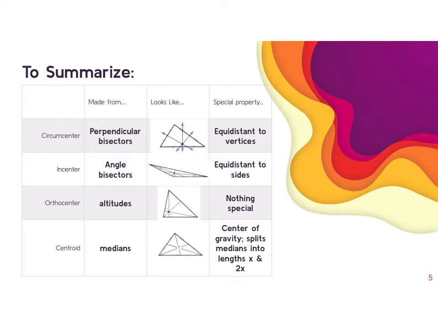So now we can add one more thing to our list, which was our centroid. Recalling what we already learned, the circumcenter is made from perpendicular bisectors, and its special property is that it's equidistant to each of the vertices. Then we had the incenter, which was made from angle bisectors, and that was equidistant to all the sides. Our orthocenter was made from altitudes, and there was nothing really special about those. Now we have our centroid, which is made from medians and is the center of gravity of a triangle, and it splits our medians into 2 lengths, x and 2x.